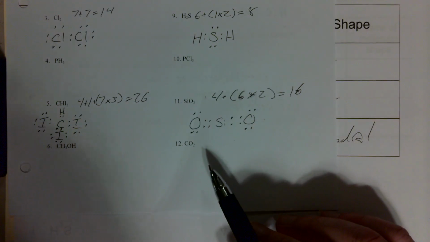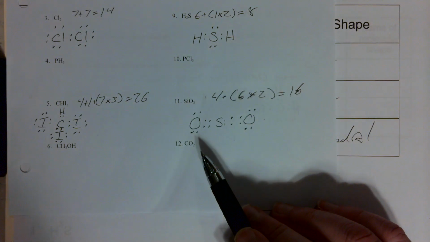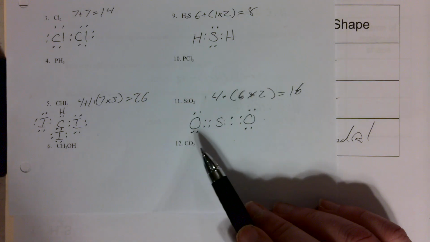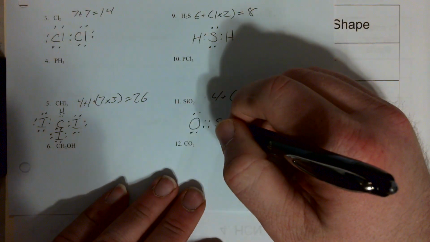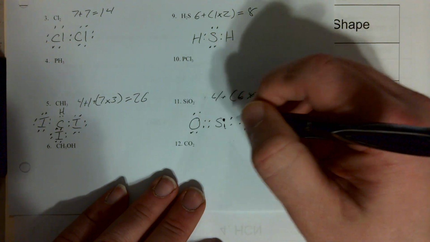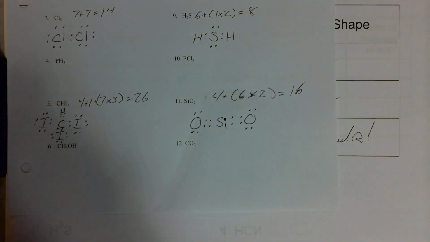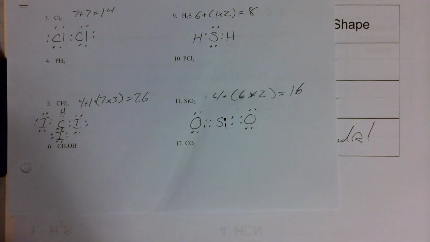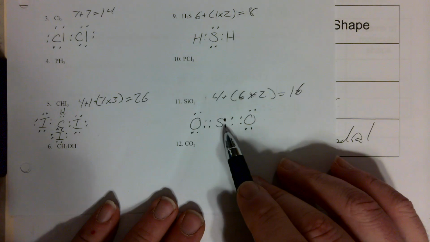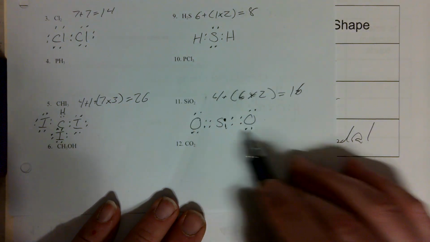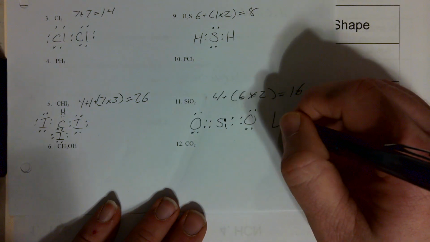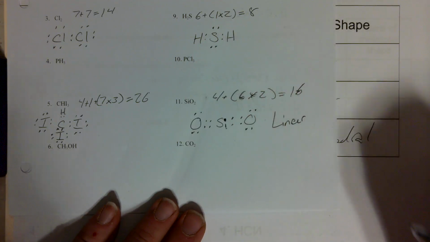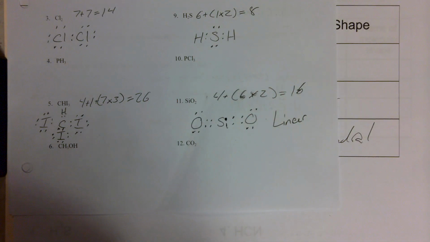If I'm looking at number 11 here, I see, oh, that's the I, not another set of lone pairs. I'm like, wait a minute, it doesn't look right. But here, I see silicon oxide, I see everybody's in a straight line, so I'm going to label that as linear.